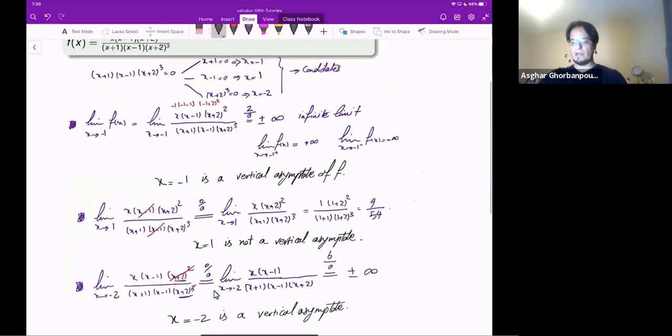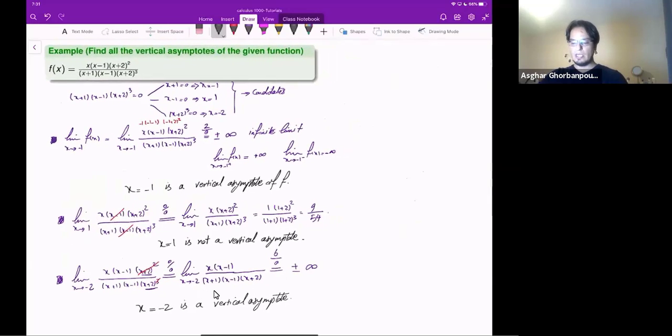Okay, so first find the roots of the denominator, check the limits. If the limit is an infinite limit, then x equal to that number is a vertical asymptote for the function. Any question, any comments there?